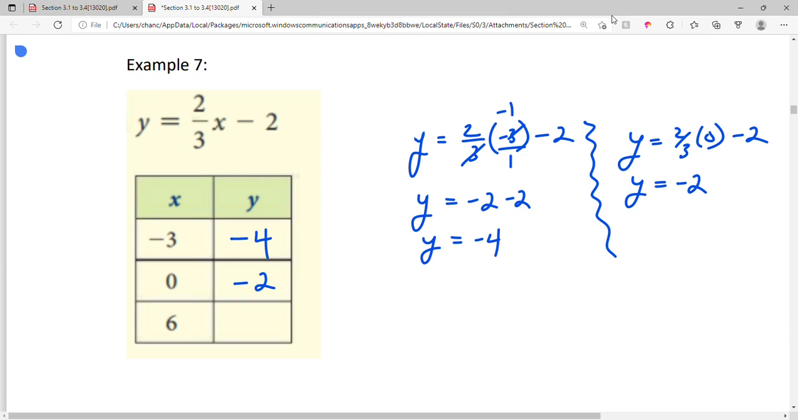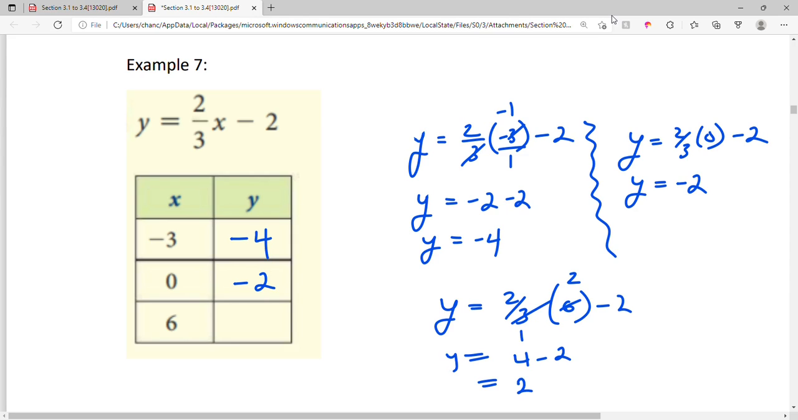One more time, let's substitute x equals 6. We have y equals 2/3 times 6 minus 2. And so I can simplify. The 3 reduces with the 6, and this becomes a 1 down here. And the 6 reduces to a 2. 2 times 2 is 4. So we have 4 minus 2. So y is equal to a positive 2. So that's our third point.